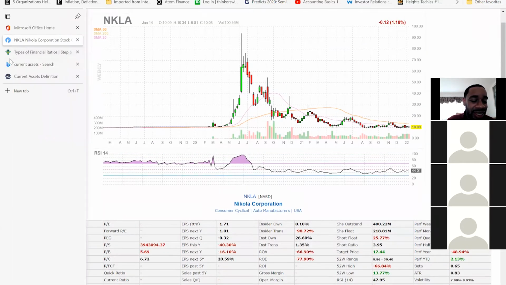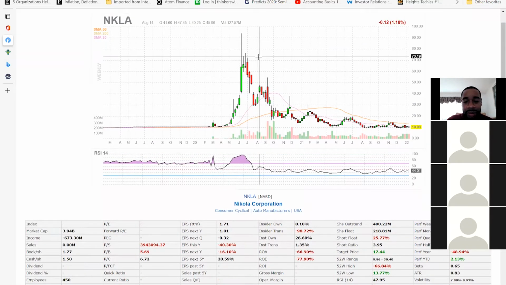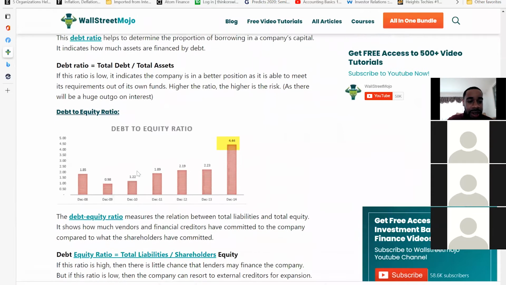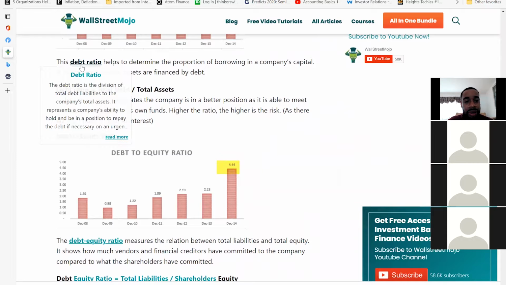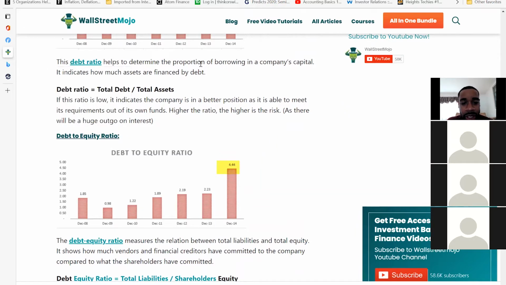I know some people made a lot on some put options on that for sure. Absolutely. So yeah. All right, so the first one we have is the debt ratio. The debt ratio helps to determine the proportion of borrowing in a company's capital. It indicates how much assets are financed by debt. So literally, it's total debt divided by total assets. If the ratio is low, it indicates the company is in a better position as it's able to meet its requirements out of its own funds. Higher ratio means there's higher risk with the company.